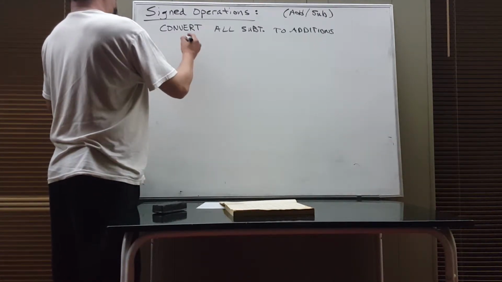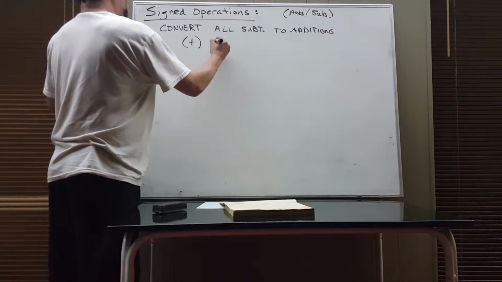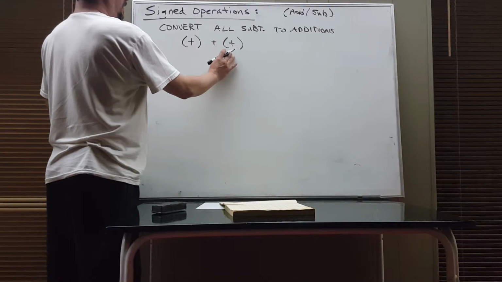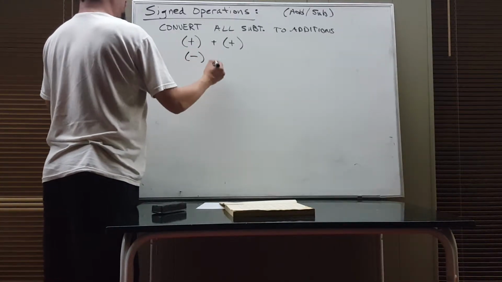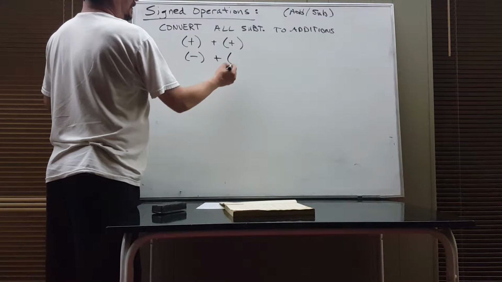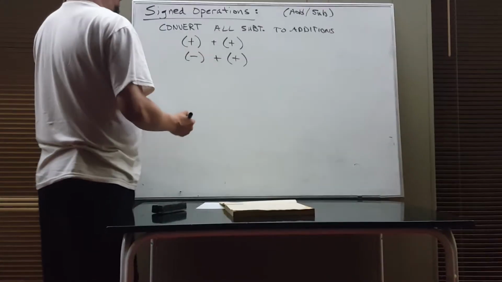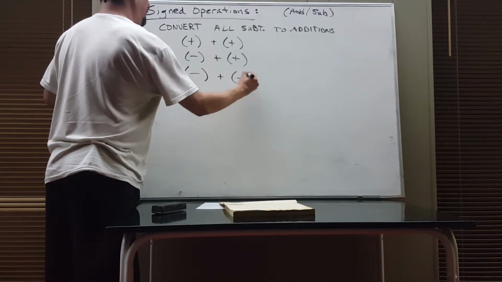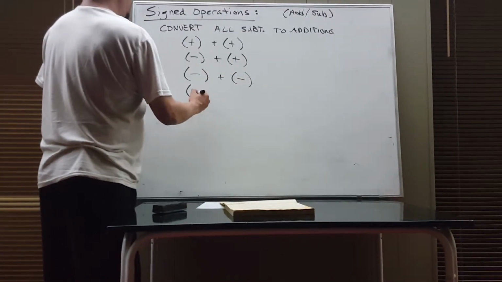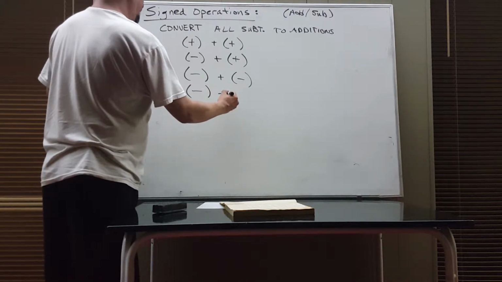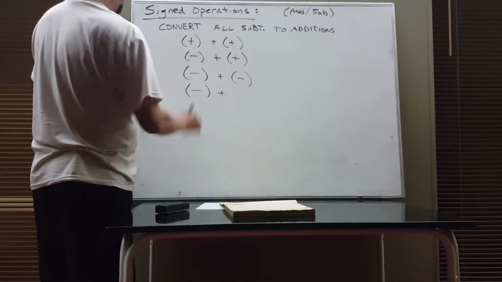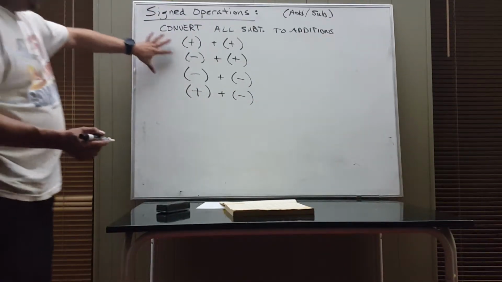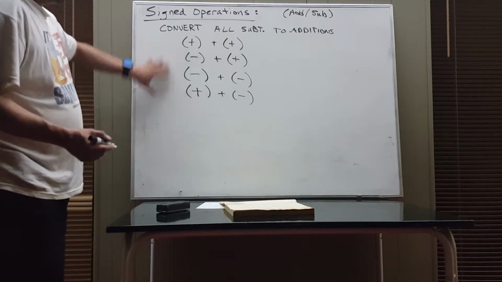So if we have a positive plus a positive, that's one of our situations. We can have a negative plus a positive. That's a situation we can have. We can have a negative plus a negative, and we can have a positive plus a negative. So those are the four different ways that we can permutate this, even if we have subtraction.